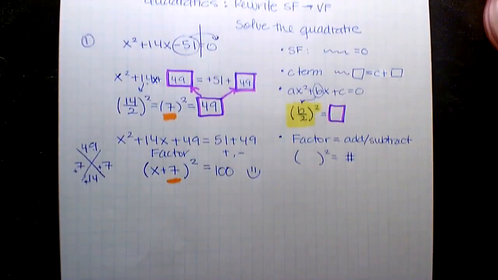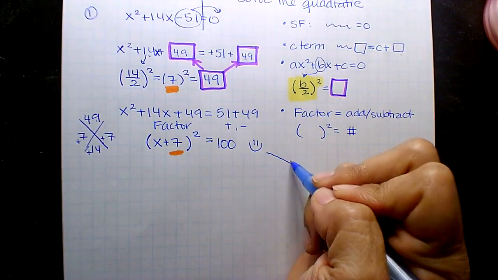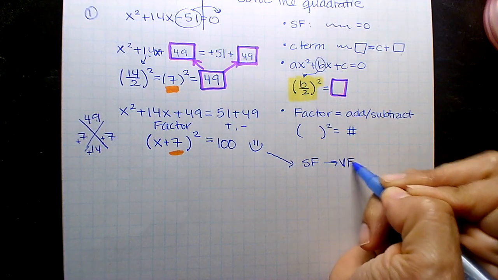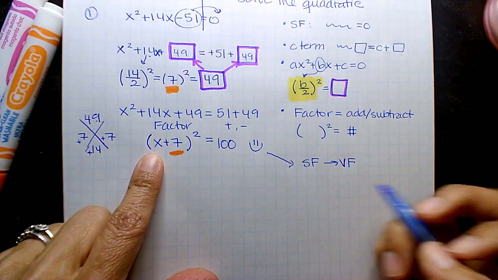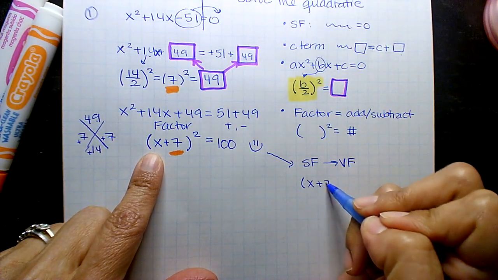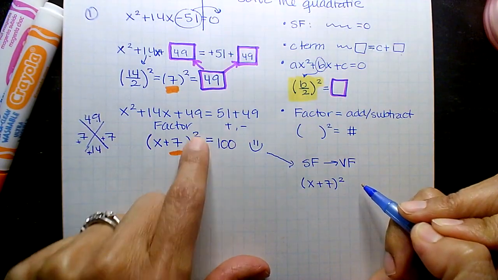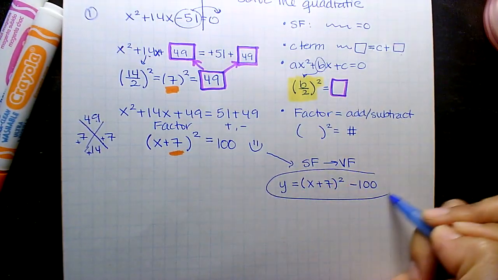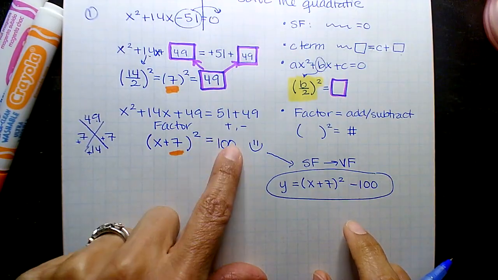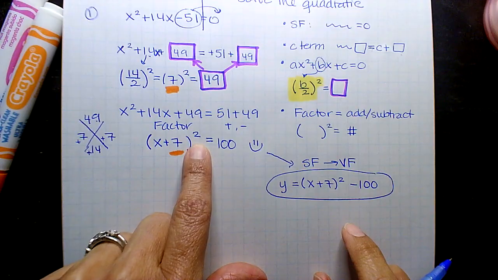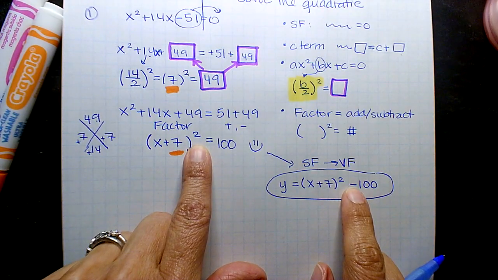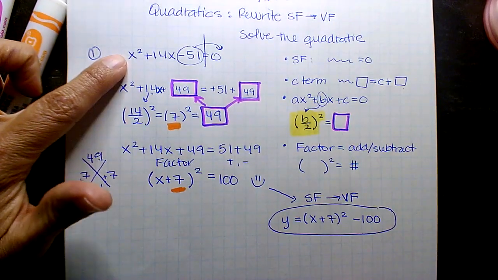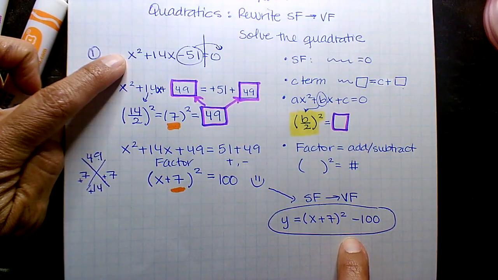Okay, so this is where we're going to fork. Mandatory, go from standard form, rewrite it to vertex form. Okay, so if I have this, all you have to do is take the 100 and bring it over the equal sign, and notice, set it equal to y, and that is vertex form. X plus 7 squared, take that 100, jump over the equal sign, I get negative 100, and now that's expressed in vertex form. So we went from standard, and you rewrote it to vertex form.